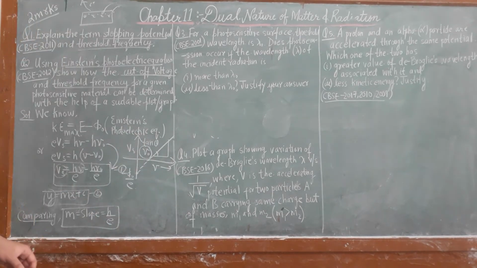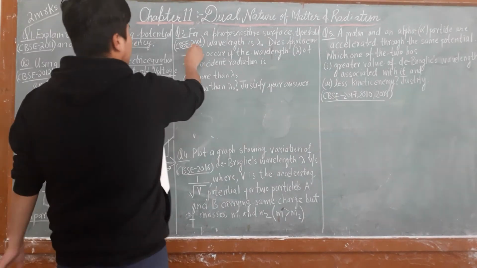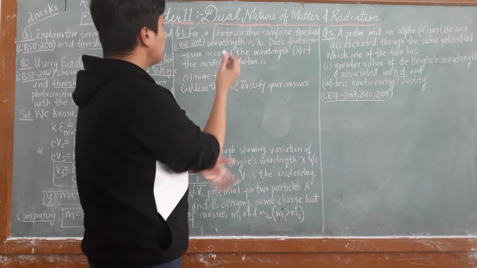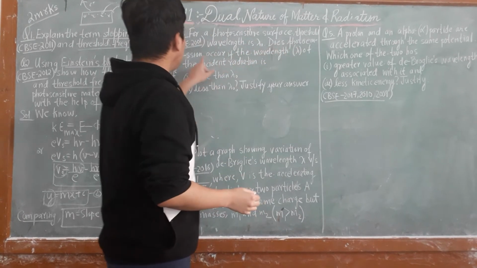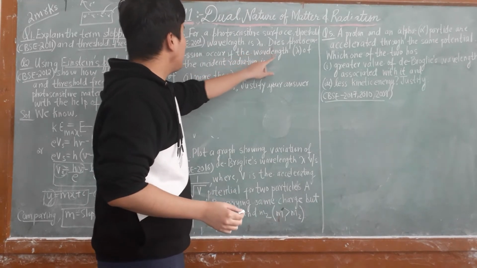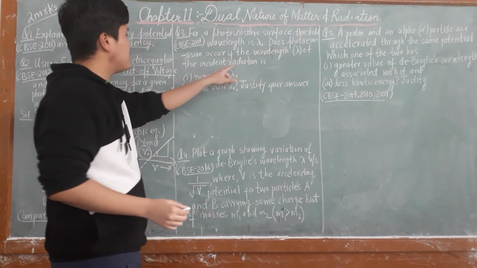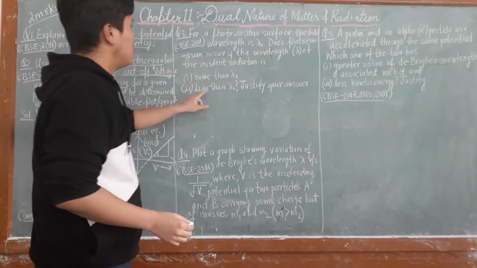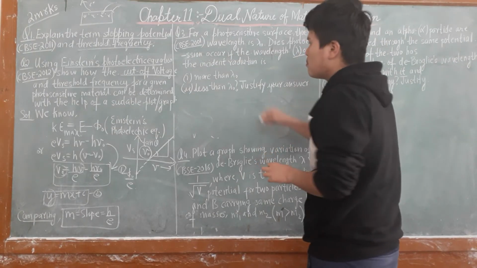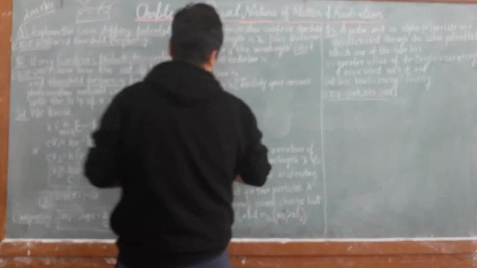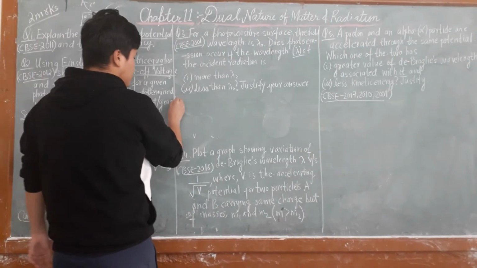Okay, moving on to the next question. CBSE 2001. For a photosensitive surface, threshold wavelength is lambda naught. Does photoemission occur if the wavelength lambda of the incident radiation is more than lambda naught? So the value of lambda is more than lambda naught or less than lambda naught.